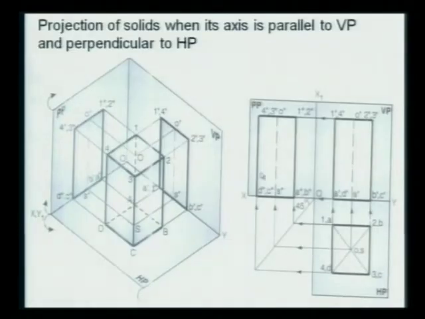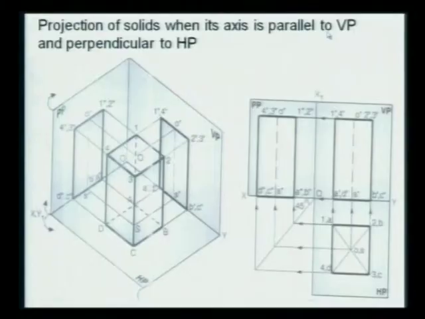Now let us take the example. How many ways can the solid be kept in different quadrants, like the first quadrant and third quadrant? Different conditions are given. First is the projection of a solid when its axis is parallel to the vertical plane and perpendicular to the horizontal plane. Now, this is the example of a rectangular prism. Let us see the example of the rectangular prism.